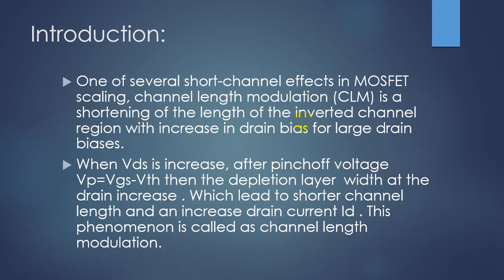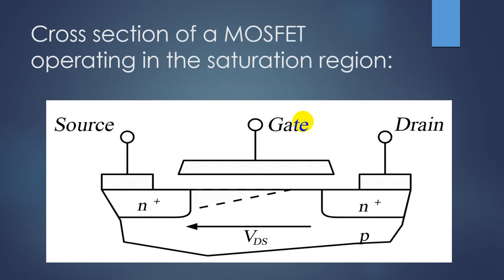When VDS increases after the pinch-off voltage VP is equal to VGS minus VTH, then the depletion layer at the drain increases, which leads to a shorter channel length and increases the drain current ID. This phenomenon is called channel length modulation.